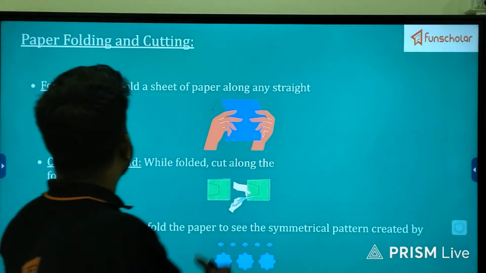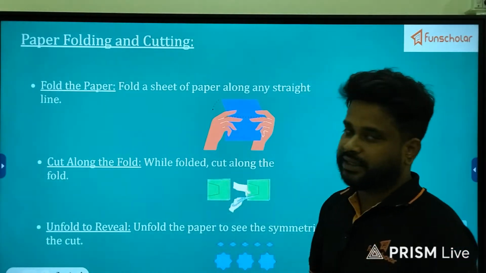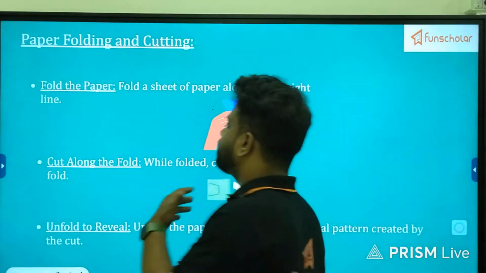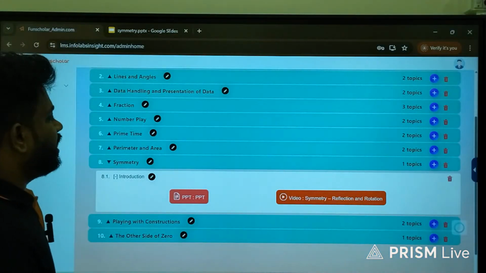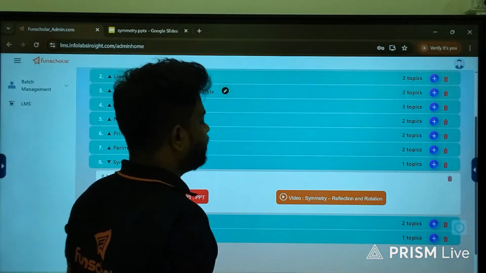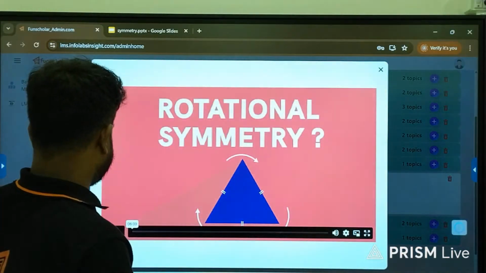so the next thing is paper folding and cutting. Yes, they have described this in detail here. So before discussing this, let's watch a video which will be discussing the reflection and rotation of the symmetry.